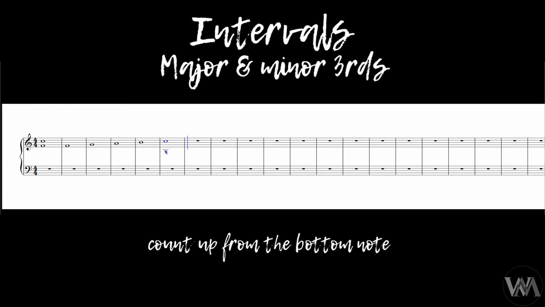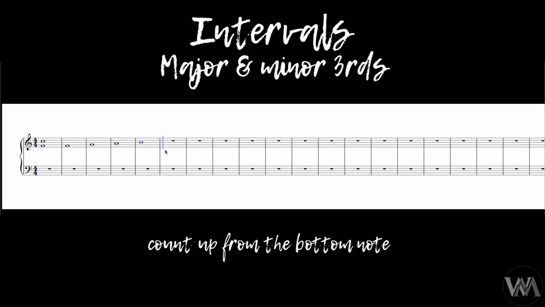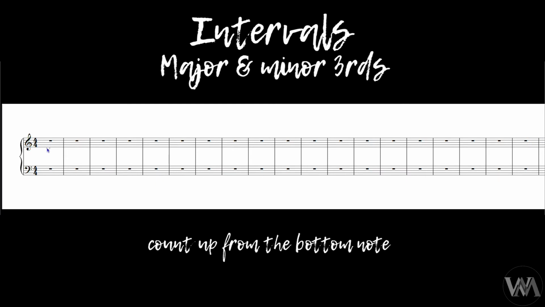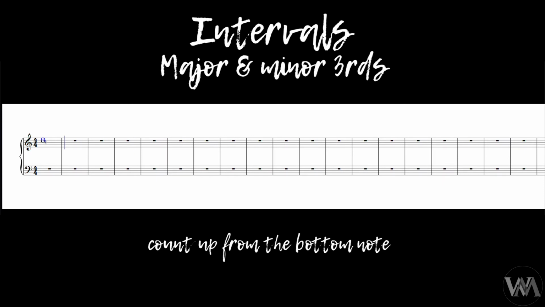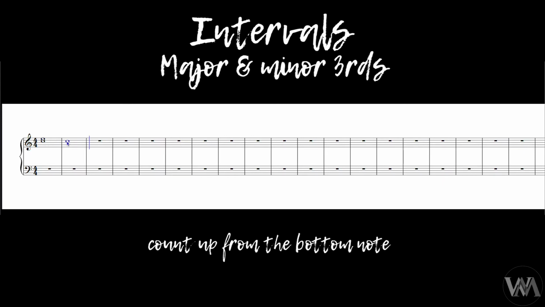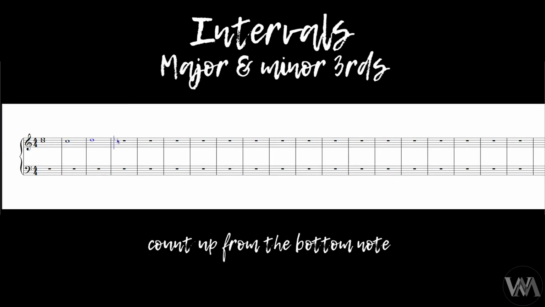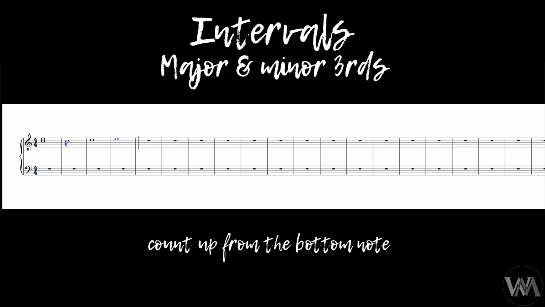Now, we can do exactly the same with thirds. So if I have the following two notes, I have C and I've got E, then I'm going to count up from the bottom note: C, D, E. And I'm going to see, well, there's three notes, so this is definitely an interval of a third. But how do I then know whether this is a major or a minor? Well, here we have C to E.